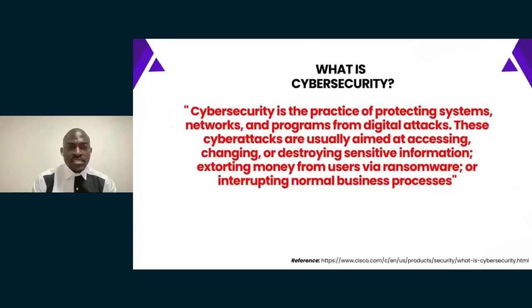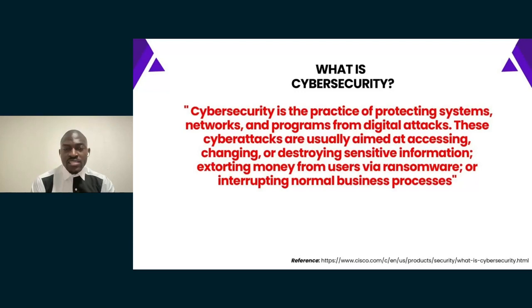Okay, so let's start. What exactly is cybersecurity? This definition is actually from Cisco.com. Cybersecurity is the practice of protecting systems, networks, and programs from digital attacks. These types of attacks are usually aimed at accessing, changing, or destroying sensitive information, extorting money from users via ransomware, or interrupting normal business operations.